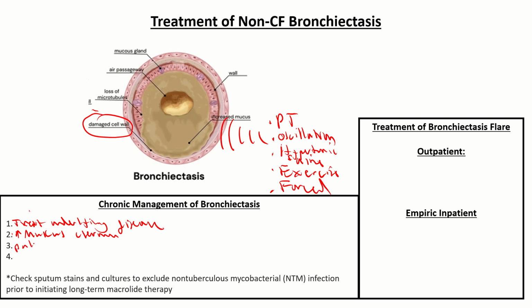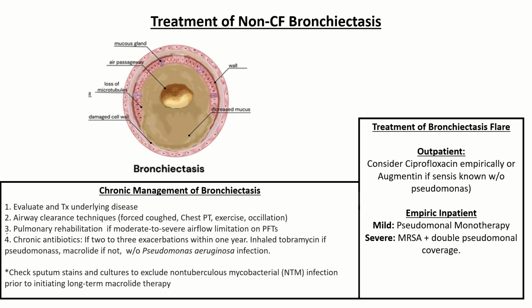Lastly is pulmonary rehab, similar reason as for COPD patients who have greater than mild symptoms. And our last thing here is going to be chronic antibiotics. So we talked about this already, two to three exacerbations yield to inhaled Tobra. If Pseudomonas, consider macrolide. If not, and now treatment of bronchiectasis flare.